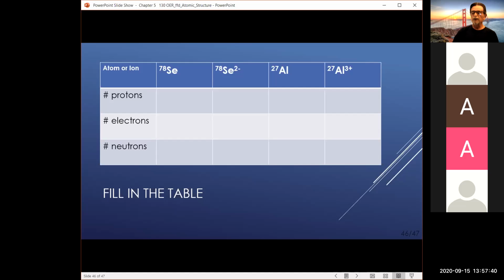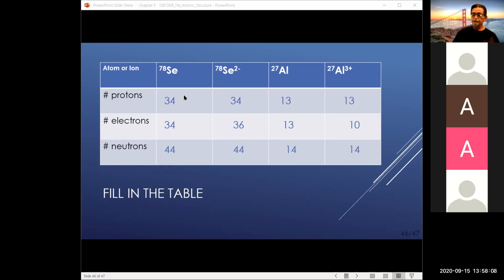What about aluminum 27? Would that be the most abundant isotope? Yes, it would, because I go to the periodic table, round up the atomic weight, and I get aluminum 27. Okay. All right. So number of protons, well, all we're doing is playing with the neutrons. We haven't done anything to change the protons.